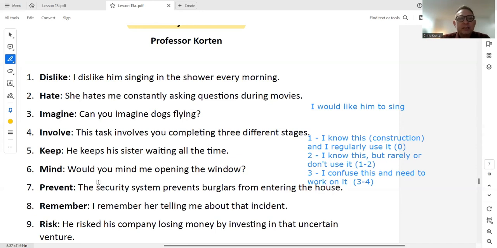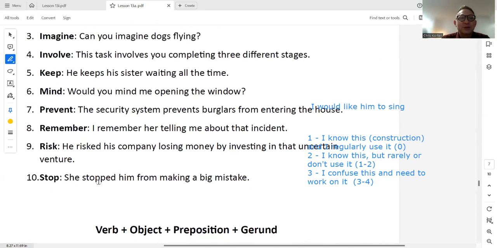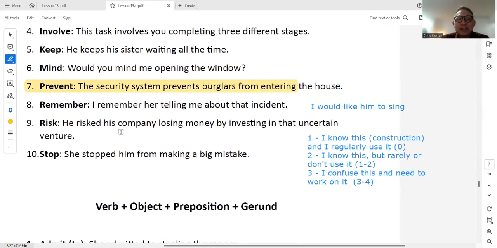Mind me opening. The security system prevents burglars from entering. Now, this one's slightly different because we have from entering. So let's hold off on that one, the from entering, but we have prevents burglars entering. You can also say the security system prevents burglars entering the home. That's also okay. I remember her telling me. Next, he risked his company losing money. She stopped him from making, or she stopped him making. You can use both. She stopped him making a big mistake. From is also possible. So we have these two here.